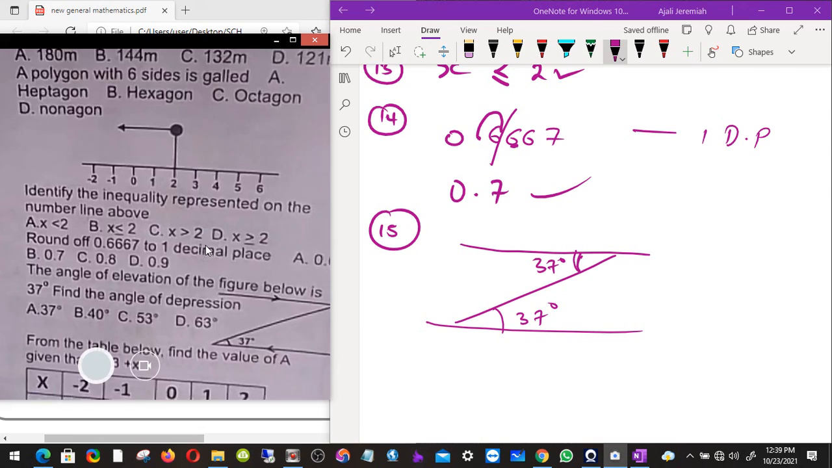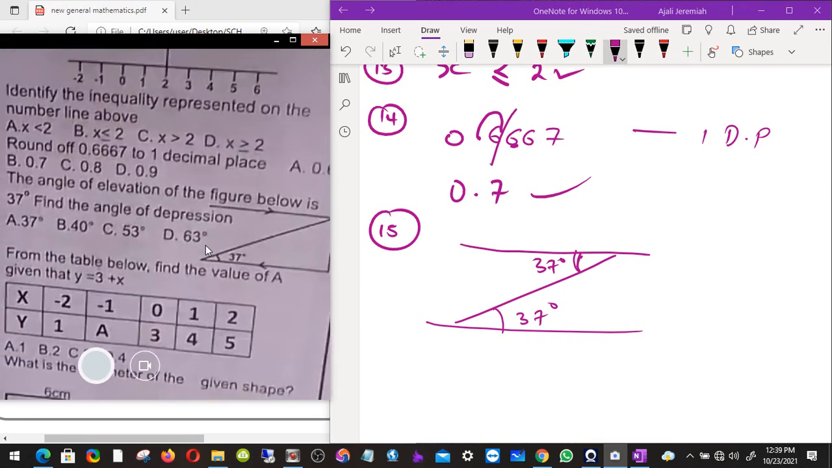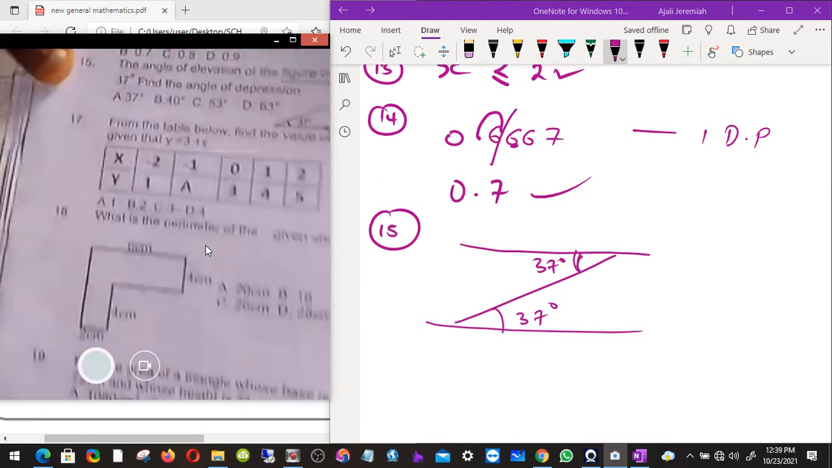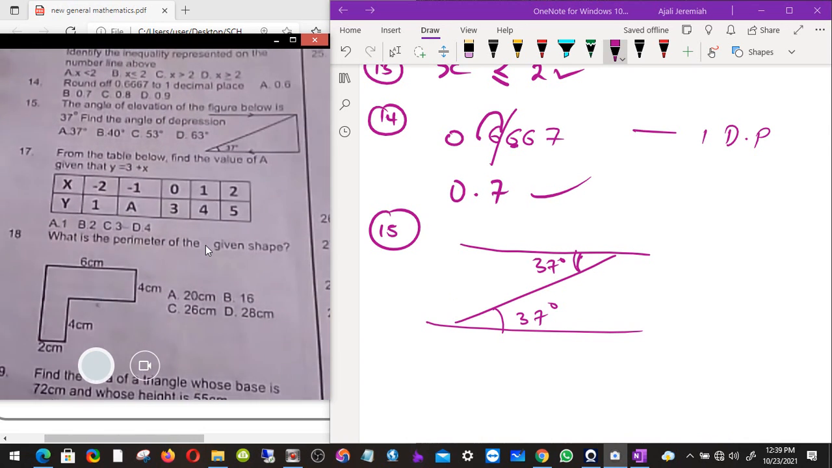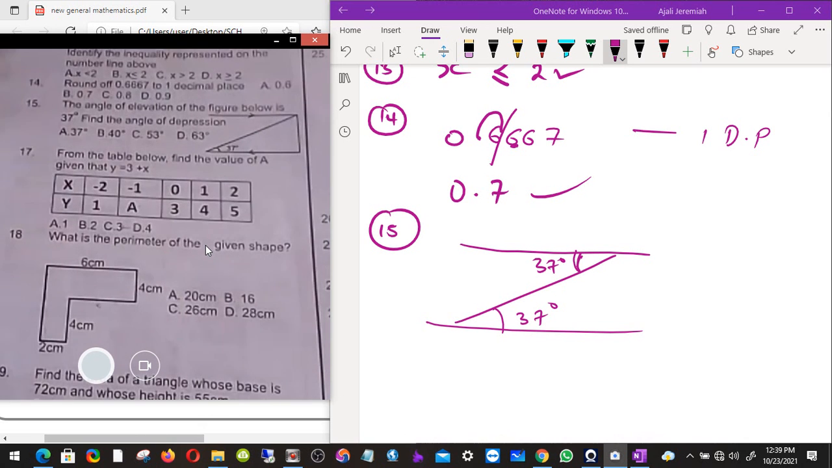Next. You can keep it down now. Number 16.